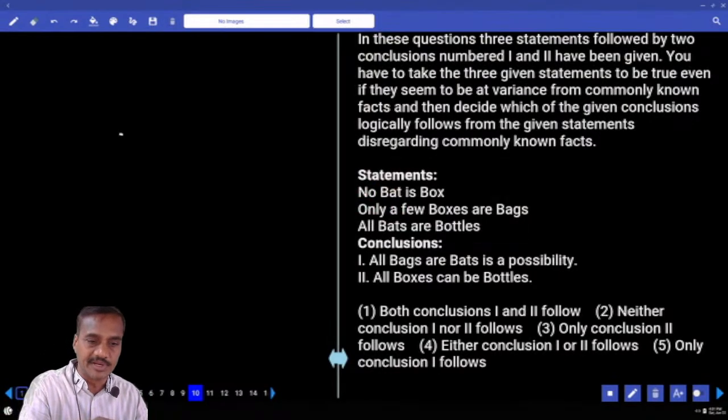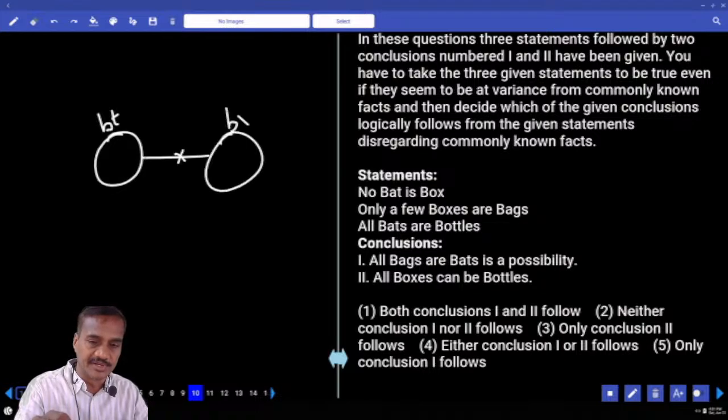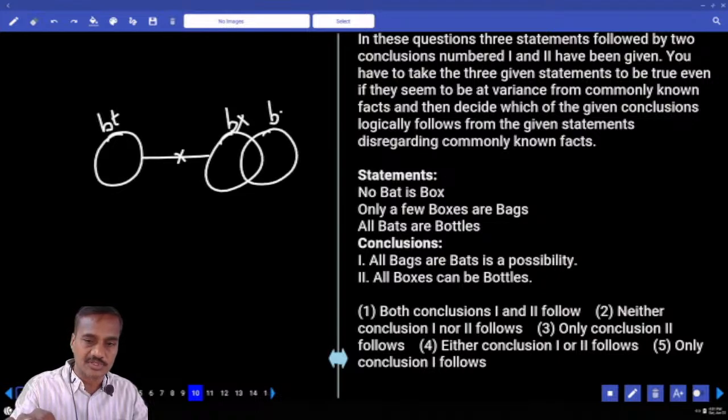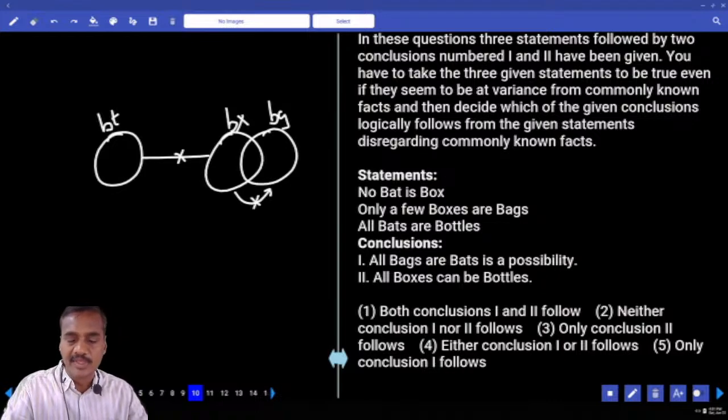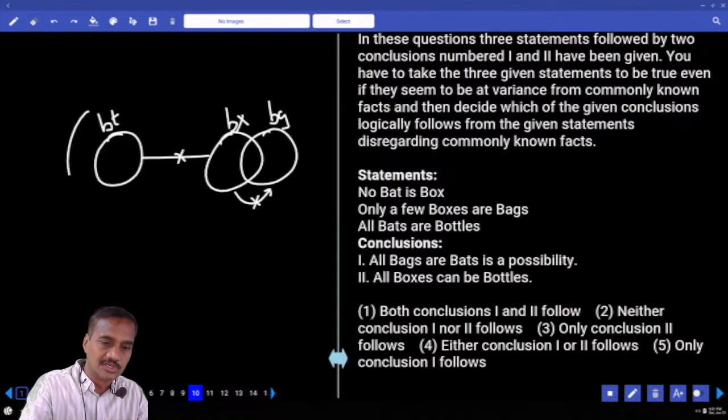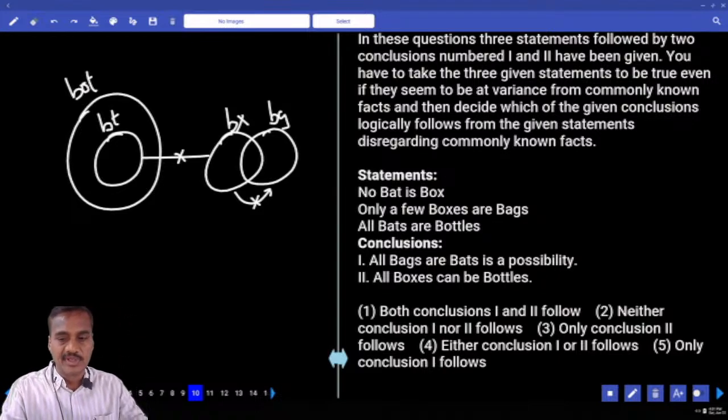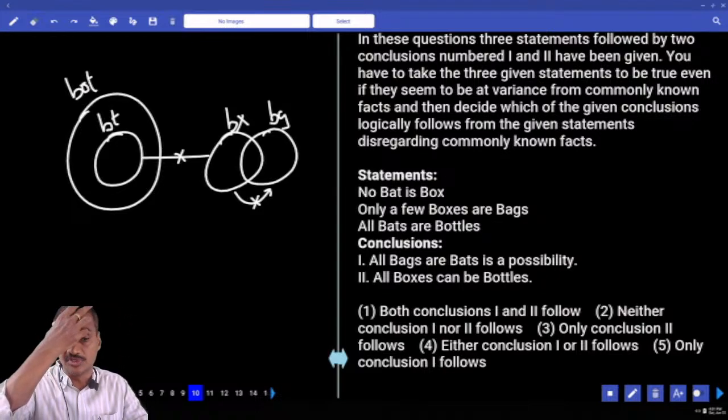There is no intersection between bat and box. Now this is a bat and this is a box, no intersection between bat and a box. Then only a few boxes are bags. Only some of the boxes are bags, but not all. Now this entire box cannot be pot. And all bats are bottles. Now this entire bat is a bottle. Now all bags are bats is a possibility.